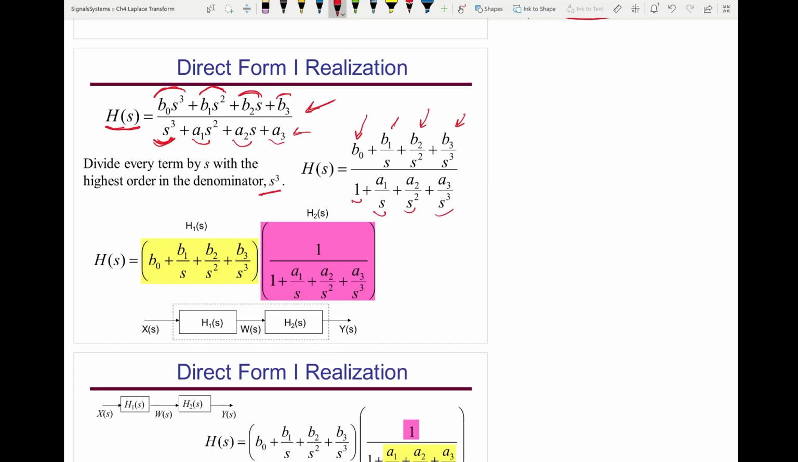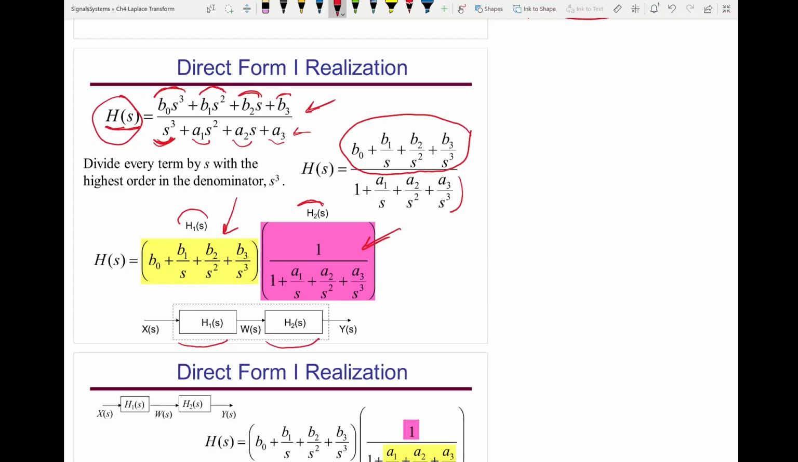Now the next step is, how do I break this system so it will be two subsystems connected in cascade? If I use the canonical form 1 realization, then the numerator will be my first subsystem, and I will call it H1 of s. And 1 over the denominator will be my second subsystem, and I will call it H2 of s. So now this system, I described it as two cascaded subsystems. H1 of s is the numerator, H2 of s is 1 divided by the denominator.